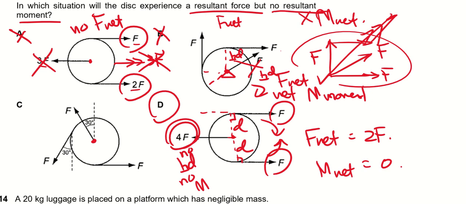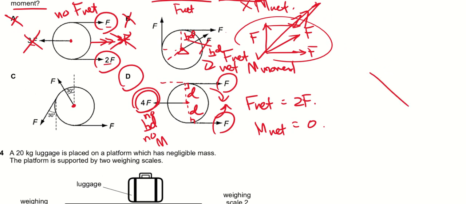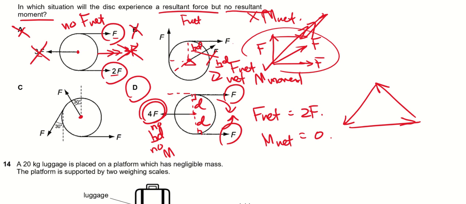Okay, similarly for C, let me try to sketch out the free body diagram, and we see that there is a possibility that there is no Fnet. There's no Fnet possible, because I'm not actually doing it to scale. But let's see if there's any resultant moment. So again, the perpendicular distance of this force is 0, right? Because it passes through the pivot. But for this it is this radius, and for this it is this radius.